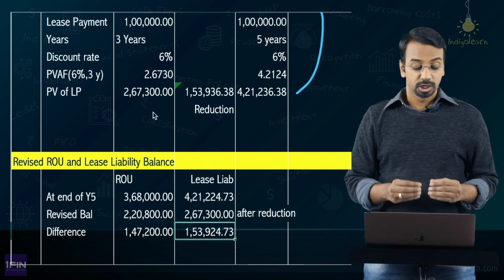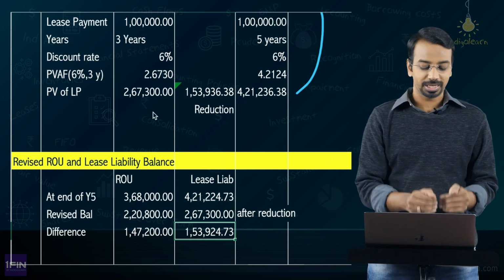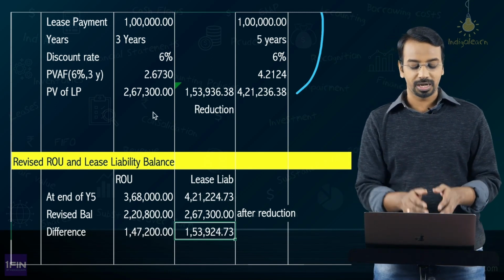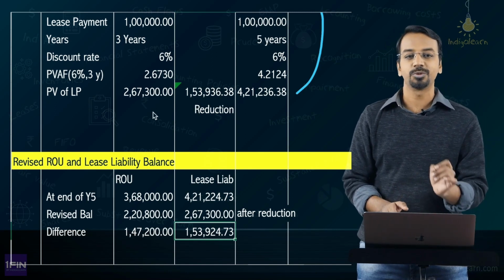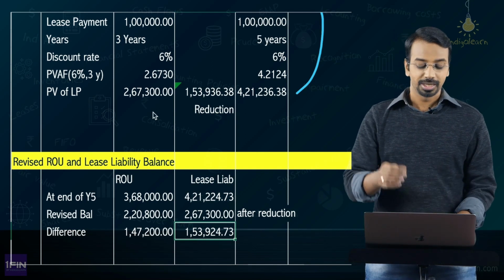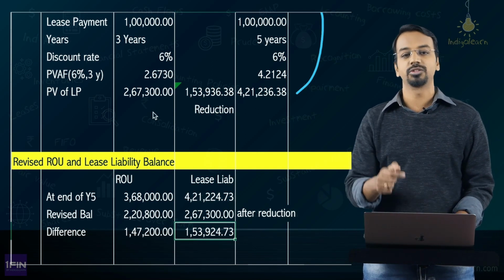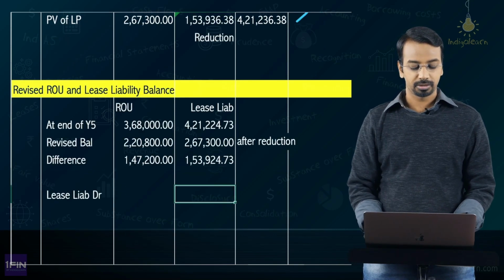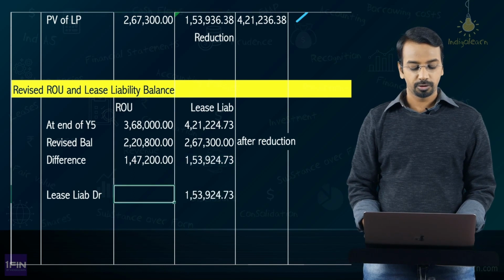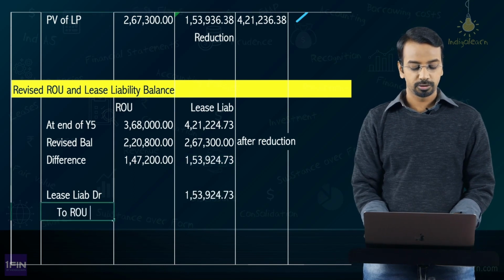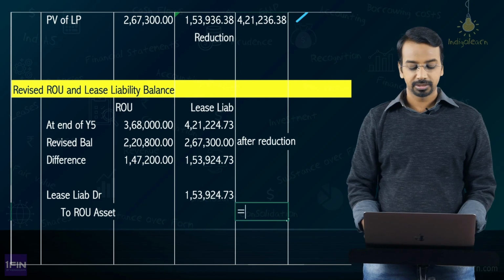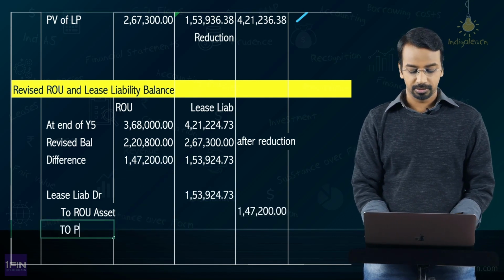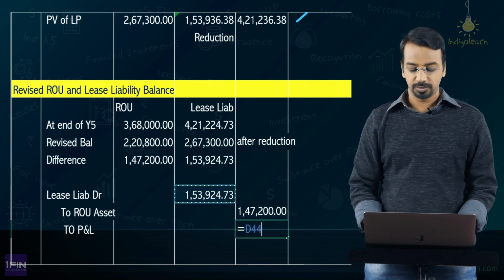Now what do you do? You will reduce the right of use asset balance by 1,47,200. You will reduce the lease liability balance by 1,53,924, and the difference will be debited or credited to P&L. Here the reduction in liability is the higher amount, so the difference will be credited to P&L. So the journal entry will be: lease liability debit by 153,924, to ROU asset credit by 147,200, and the balance goes to P&L, which is the difference between these two.